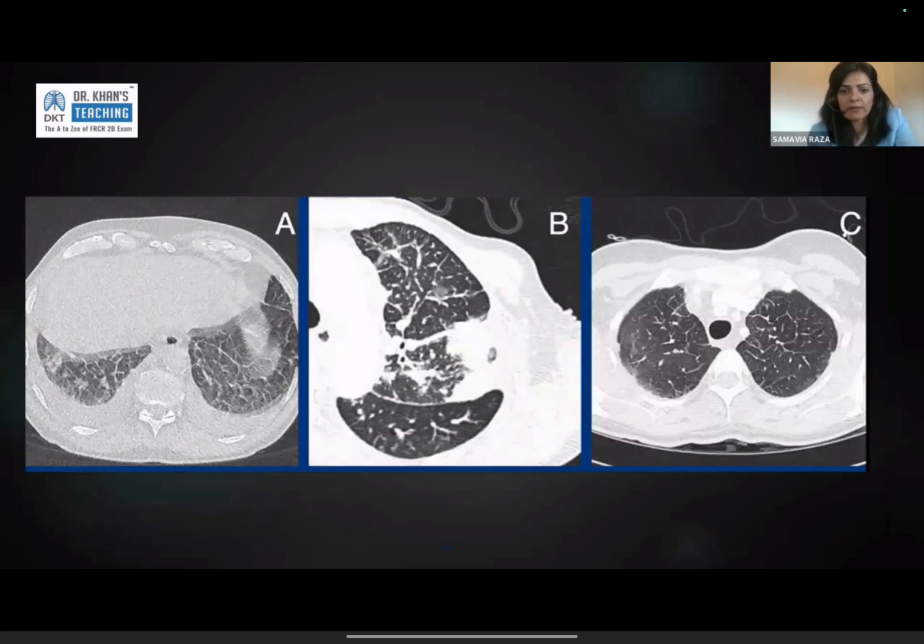So I'll put this slide up and then ask you guys, do you think there is ILD? And if so, in which three of these do you think there is ILD? So 30 seconds starting now.